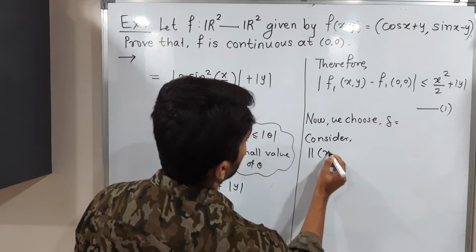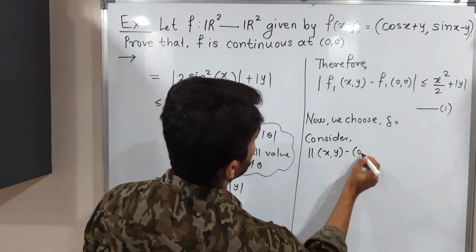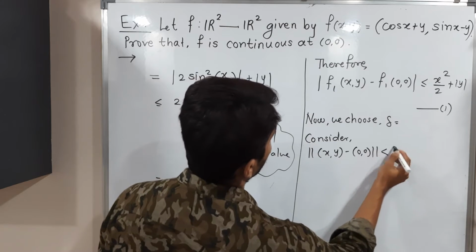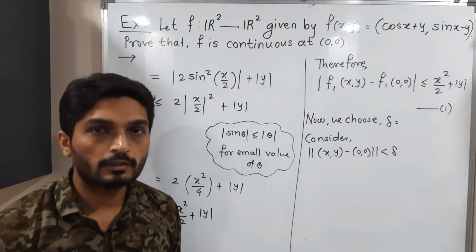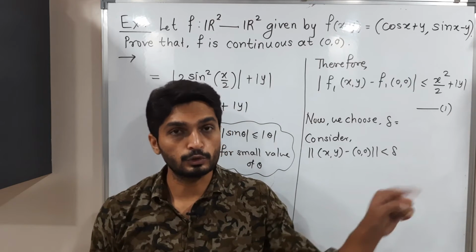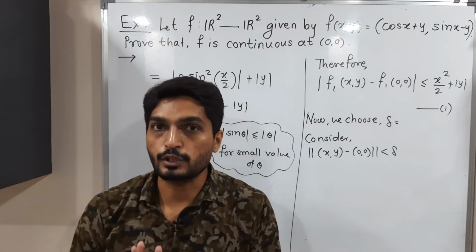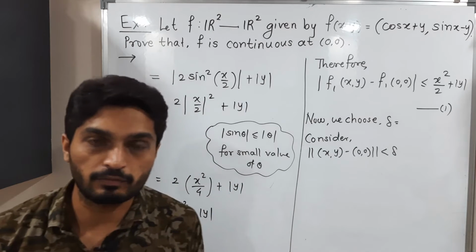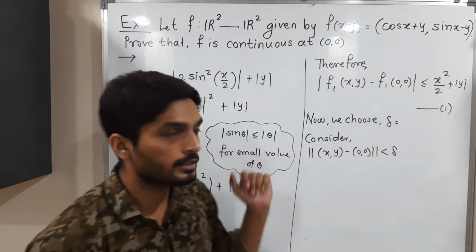I don't know the value of delta, so now I consider norm of (x,y) minus (0,0) less than delta, and what we are supposed to get is mod f1 of xy minus f1 of 0 0 less than epsilon. Then the definition will be satisfied, and we can say f1 is continuous at 0 0. So let us solve this one.